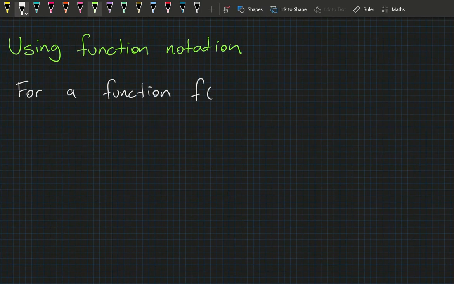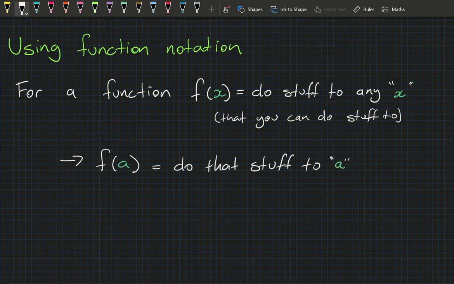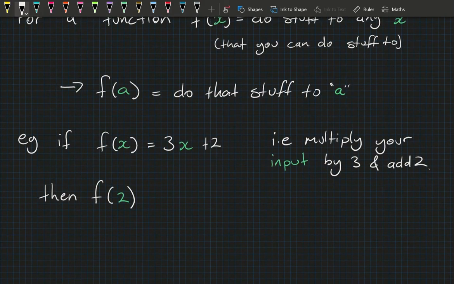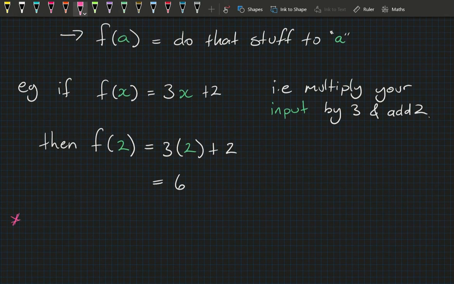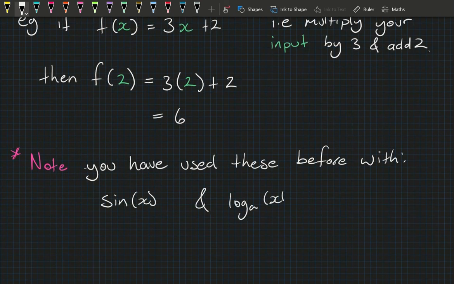For a function f of x, what that's really saying is do stuff to any x that you can do stuff to. So that means if I have another number a, then f of a is do that stuff to that a. So for example, if f of x equals 3 times x plus 2, then the stuff you've got to do this time is multiply your input by 3 and add 2. So that would mean if I had f of 2, then we have 3 times 2 plus 2, which is equal to 8. I also want to note that you've used this sort of thing before with objects like sine of x and log of x.